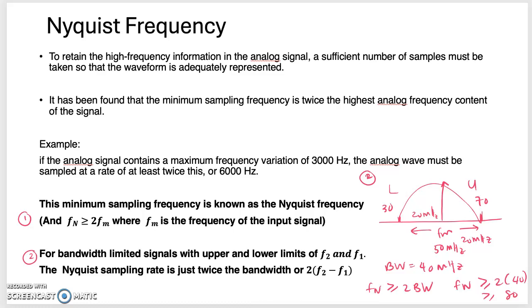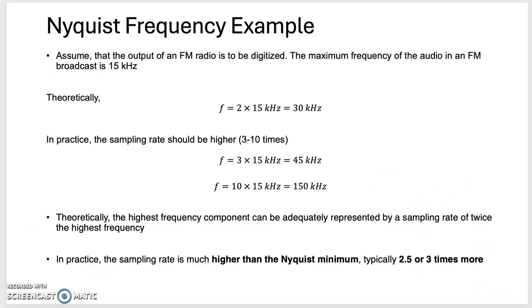Okay. And then we also talked about the Nyquist frequency example. So assume that the output of an FM radio is to be digitized. The maximum frequency of the audio in an FM broadcast is 15 kilohertz. So this is assuming that this starts from 0 hertz or DC up until 15 kilohertz. So we will use Fn needs to be greater than 2 FM, right? So in practice, the sampling rate should be higher, at least 2 times, but in this case, they say 3 to 10 times, which is still abiding to this condition. In practice, the sampling rate is much higher than the Nyquist minimum, typically 2.5 or 3 times more, right?